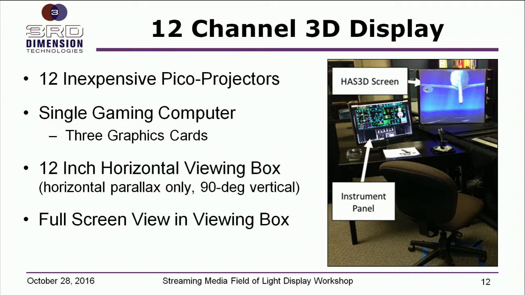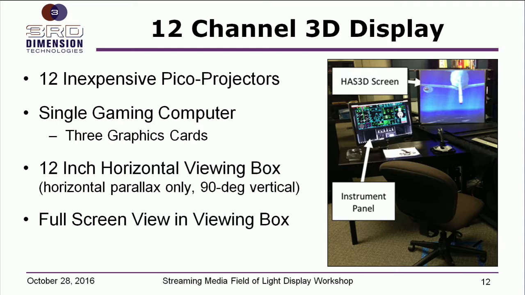Here's a picture of our 12-channel display. It's made from 12 inexpensive Pico projectors. These particular projectors are a half megapixel each, 800 by 600. It's run by a single gaming computer with 3 graphics cards. It's got a 12-inch horizontal viewing box at 5 feet. You can move your head 12 inches left and right. At 5 feet, 1 degree is 1 inch, and that's where the 12 inches come from.